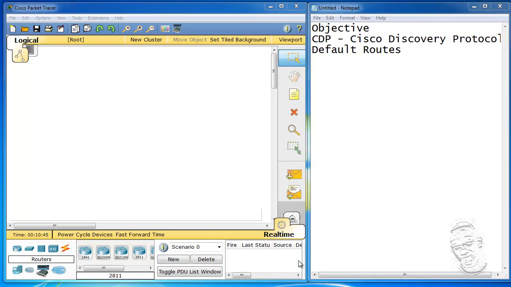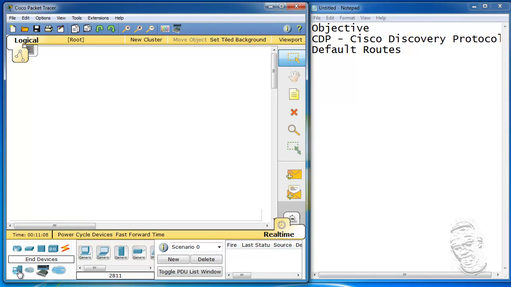Alright, this tutorial today is my attempt to introduce the Cisco Discovery Protocol and to see some of the functionalities of the Cisco Discovery Protocol on Cisco devices and neighboring devices. And we're going to do this by using Packet Tracer, routers and switches and so on. So I'll begin by setting up a very small network.